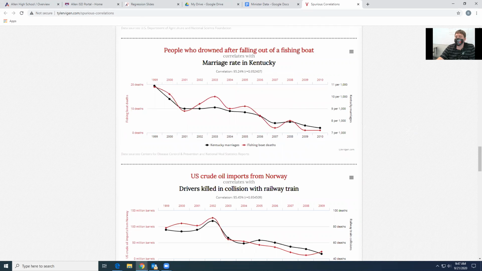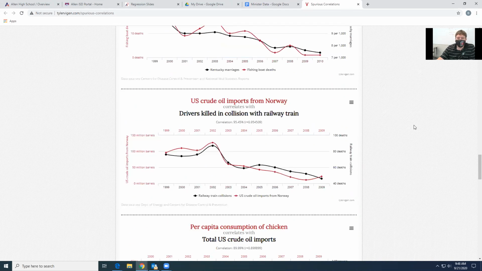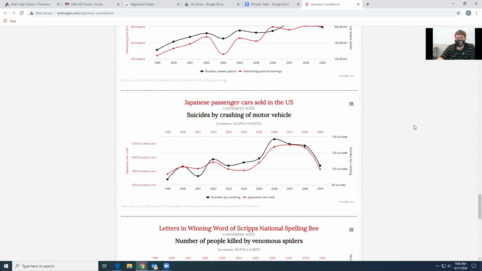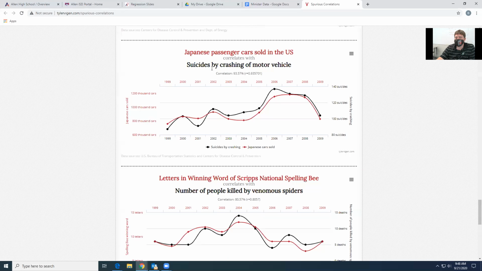People who drowned after falling out of their fishing boat and marriage rates in Kentucky. Very strongly correlated. They go right hand in hand there. So if we can just keep people from falling out of their fishing boat, we'll be good. What's another one that made me laugh? Japanese passenger cars sold in the U.S. and suicides by crashing of motor vehicle. So apparently when you drive a Japanese vehicle, you just can't help but drive it into a building. Again, in reality, would we say that those two things have anything to do with each other? No. So we know better.